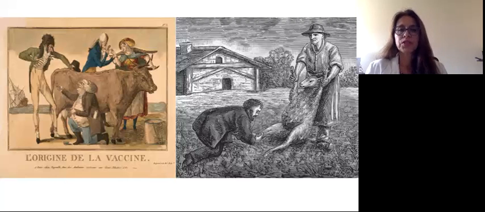Years later, Pasteur developed a vaccine against anthrax. In 1882, he gave 25 sheep his anthrax vaccine. 25 controls had no vaccine. Weeks later, all 25 controls died, and the 25 vaccinated sheep survived.